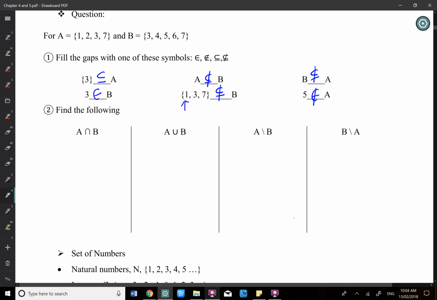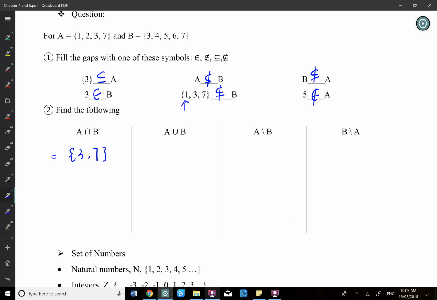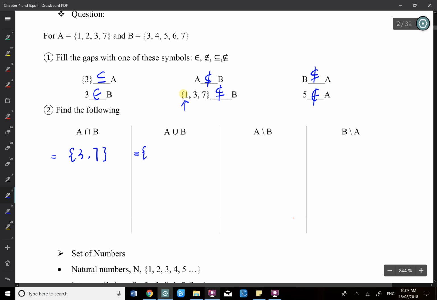Okay, A intersects B. So you will have 3 and 7, but it needs to be in a set. You can't just list the elements. It needs to be in the set. A union B is 1, 2, 3, 4, 5, 6, and 7.